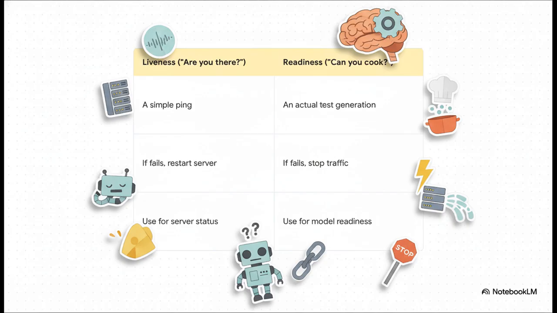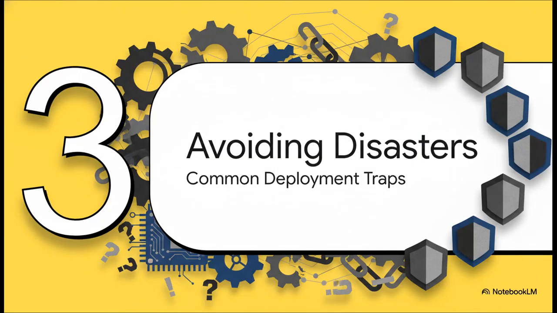Confusing these two is a classic mistake, and it can cause your system to kill a server while the model is still loading up. Following these 8 rules is going to be your best defense against disaster, because they help you avoid the most common and predictable ways deployments fail. Let's take a look at what those traps actually are.